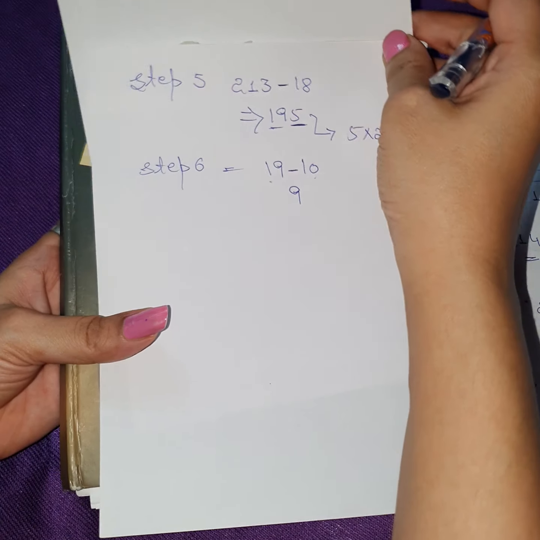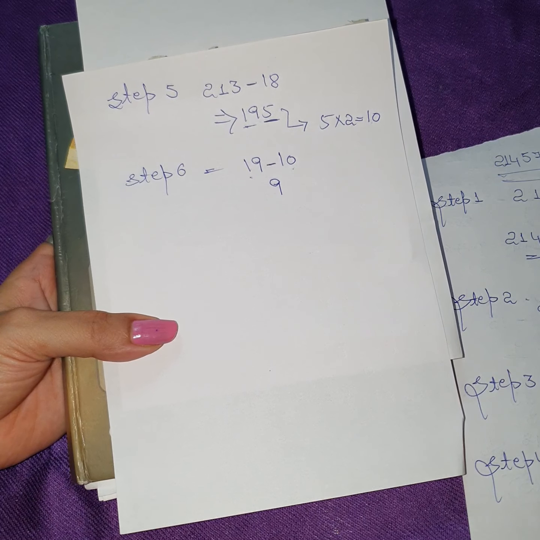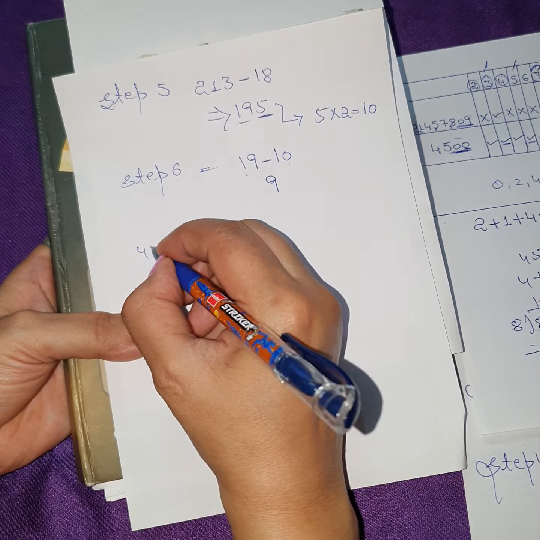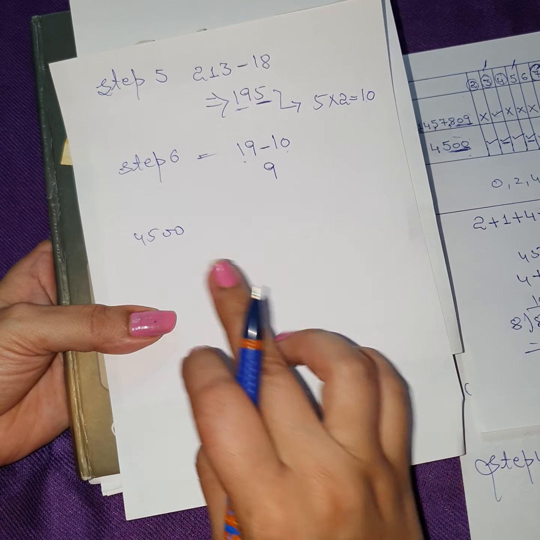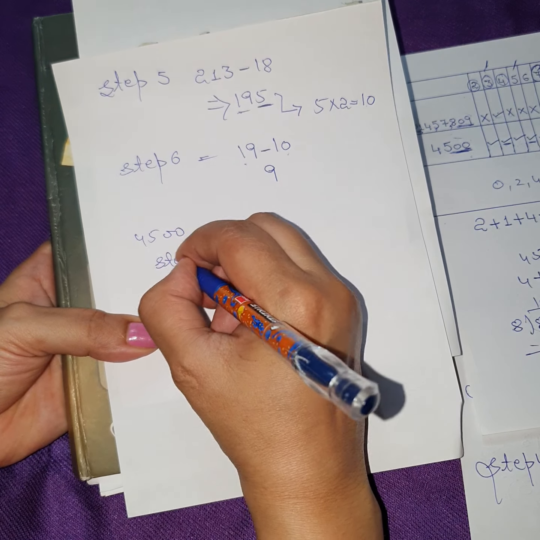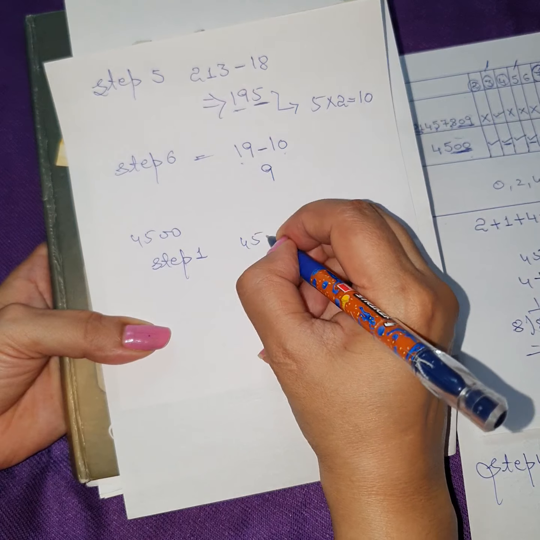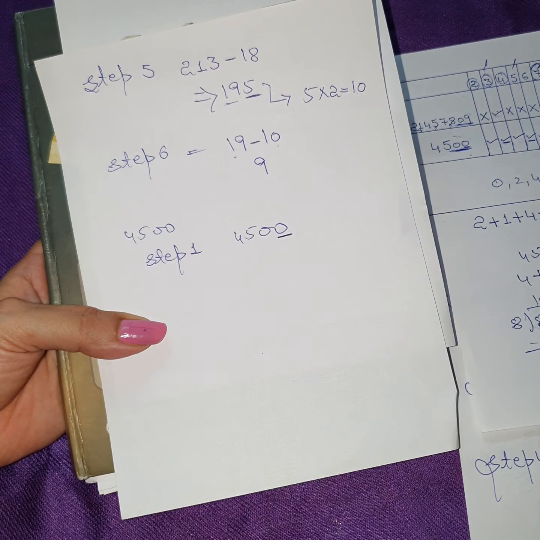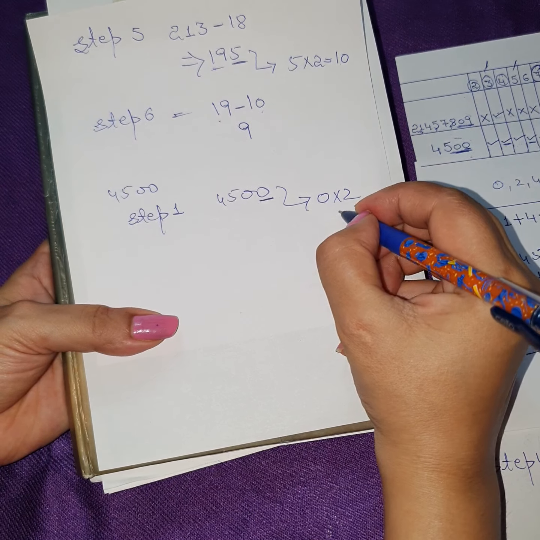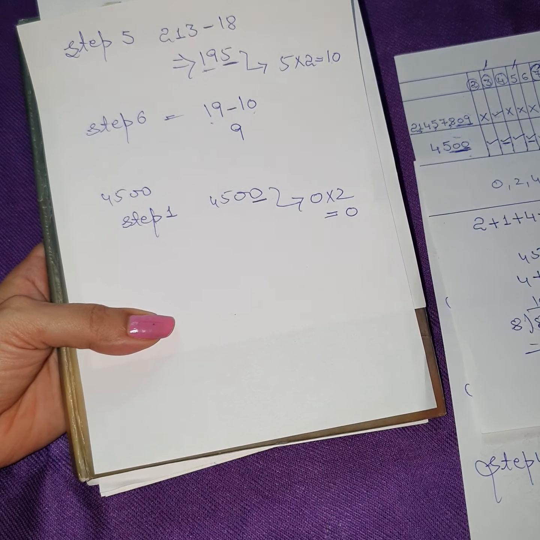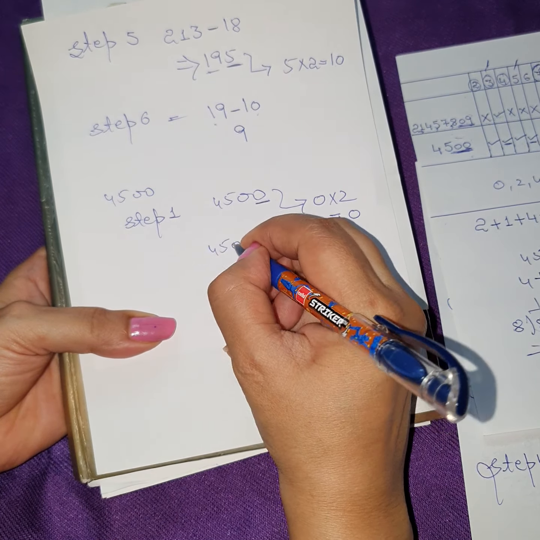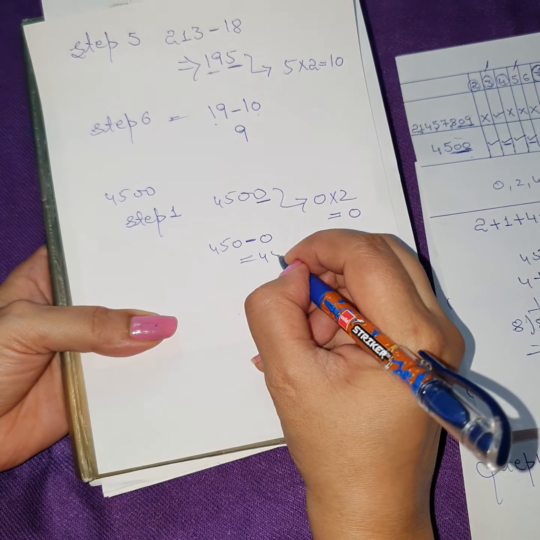Okay, student? So this was the first example. And the second example which I have taken was 4,500. So I am explaining this also, 4,500. Now we have to check that this is divisible by 7 or not. So we will start our step 1, where we will take 4,500 and underline the last digit. Then multiply the last digit by 2. So 0 into 2, whenever we multiply any number by 0, we get 0 only. Now subtract this 0 from the remaining number. So 450 minus 0 will again give you 450.